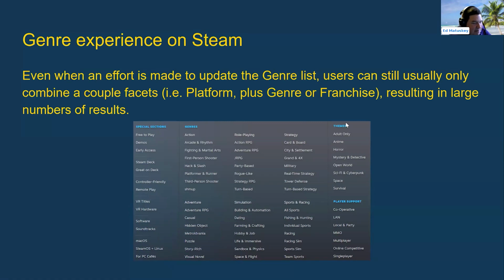This is the Steam list, and they've at least expanded into additional genres. They've broken action out into a few more categories. But most of the time, these other items are not filters you can put on top of it. You can look at adults only and then everything. You can look at anime and everything.